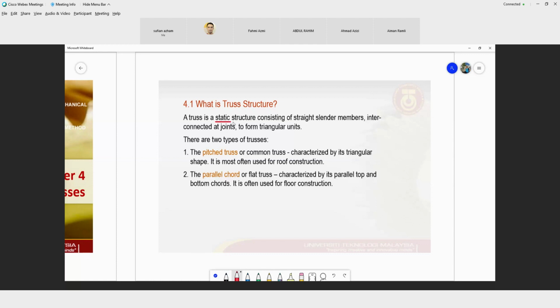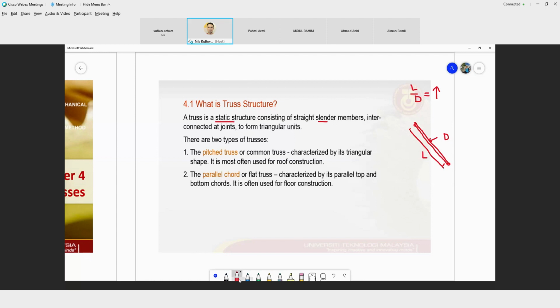Okay, static structures consist of straight slender members. Slender ni maksudnya kurus lah. Okay, interconnected at joints to form a triangular unit. So that's mean macam kita ada bar kan, bar ni kurus. Bila dia kata slender tu dia ada certain L over D lah. Let's say diameter dia D, L dia length. So untuk slender members, biasanya L over D, dia punya value dia big value lah. L much more larger than D.